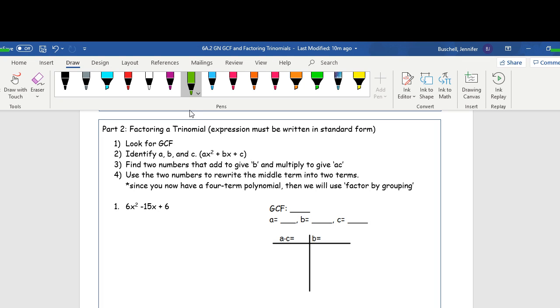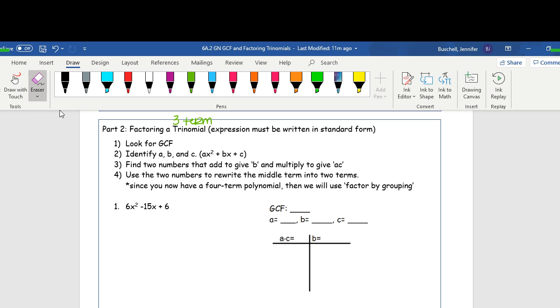Here is our first example of factoring a trinomial, okay? And again, a trinomial just means that it has 3 terms. So if I look at this number 1 down here, 6x squared is one term, negative 15x is one term, and 6 is one term.